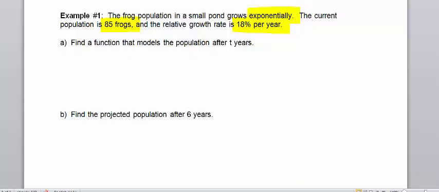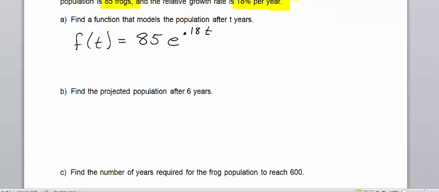So let's write our function very simply. We're going to have f of t equals our initial amount, which is 85, times e raised to our percentage. Now 18% obviously is 0.18, times t. Be very careful as you write your t's that you do a cursive t so you don't have a problem there. So that's going to be our function model representing this growth.